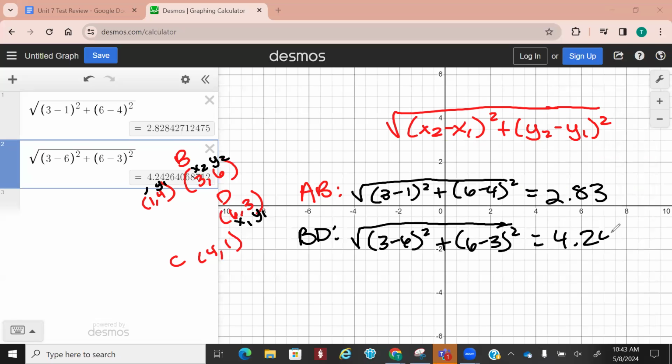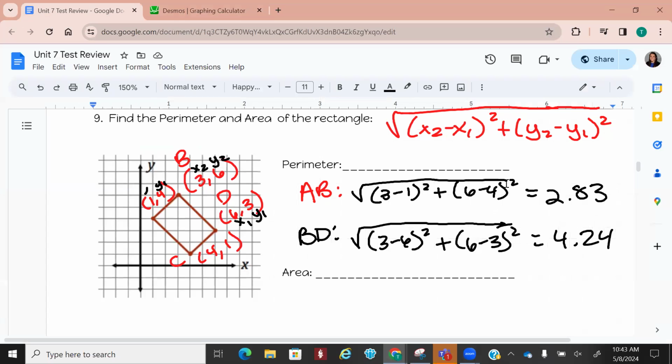All right, now we know that this is a rectangle. However, you sometimes have to prove that it is a rectangle, which means you have to find the distance of these other two sides. Now, we're not going to sit here and calculate it. I'm telling you right now that this is going to be a rectangle. So that means this side is 2.83, this side is 2.83, this side is 4.24, and this side is 4.24.